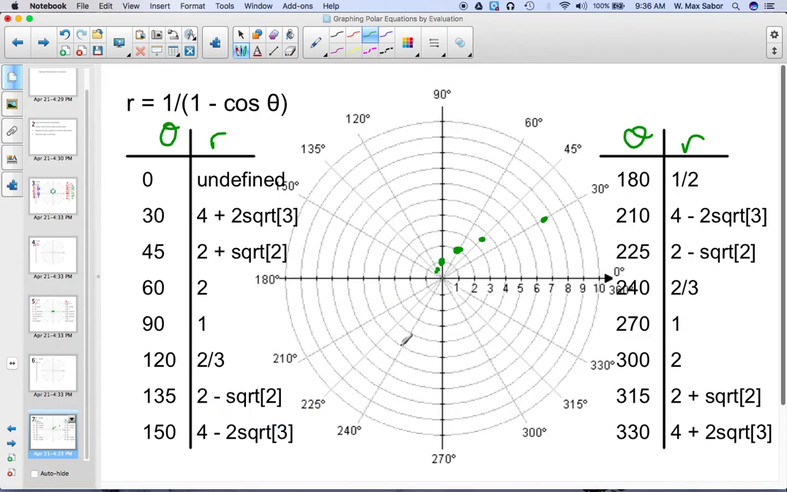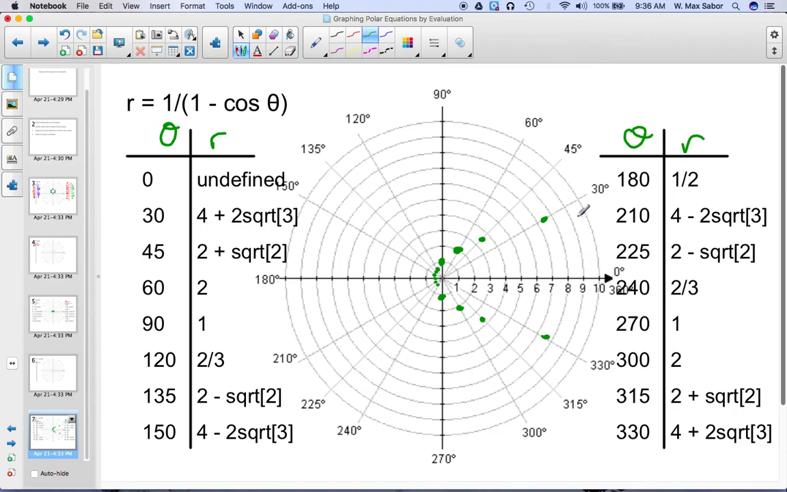4 minus 2 square root of 3. Again, this is about 0.6. Then we get 1/2. Again, same values as on the upper side. We get 2/3 and then 1. 2 comma 300. 2 plus square root of 2. And then 4 plus 2 square root of 3.